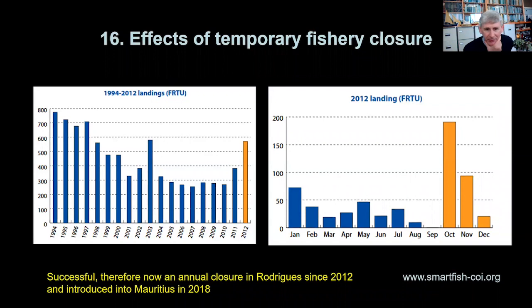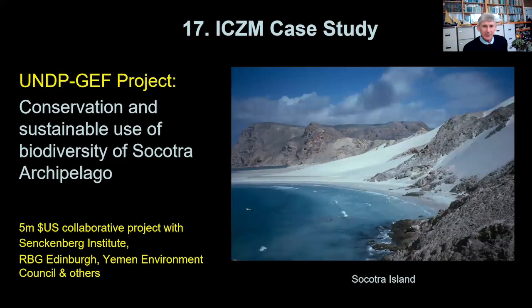The effects of the temporary fishery closure that resulted from this are very evident here. The octopus were declining until 2012. When this closed season was put in, the numbers of octopus increased, and since then we've seen the octopus fishery return. If we look at it just in one year, in the graph on the right, you can see there's been a closure in September, and then October, November, December, there's a recovery of the octopus following that.